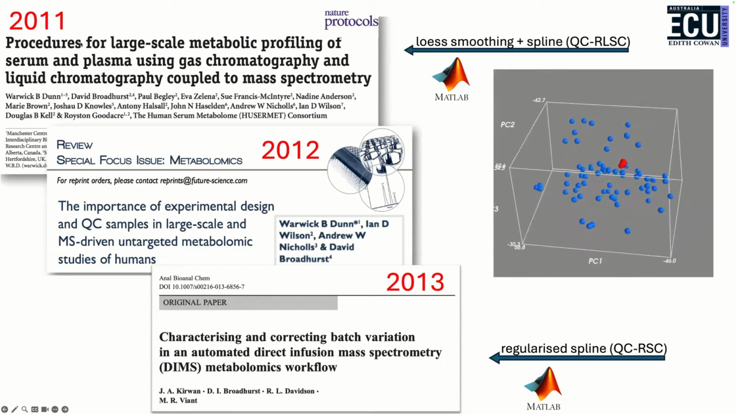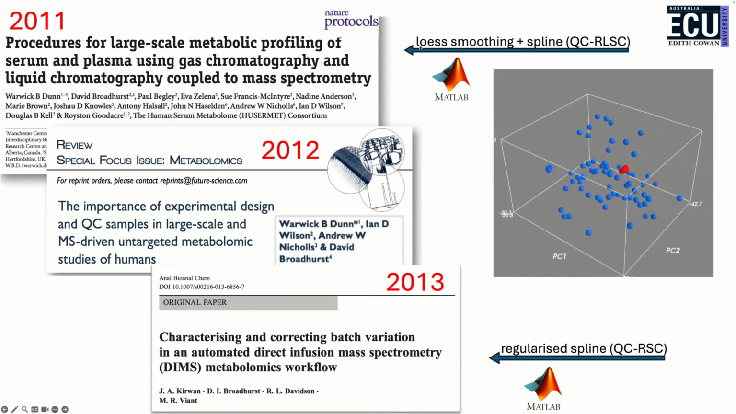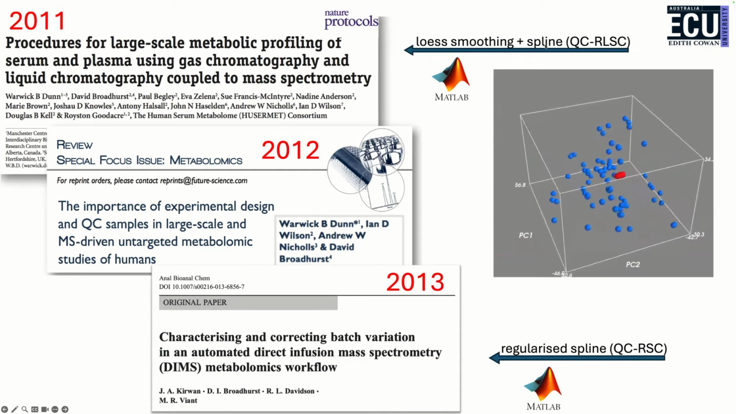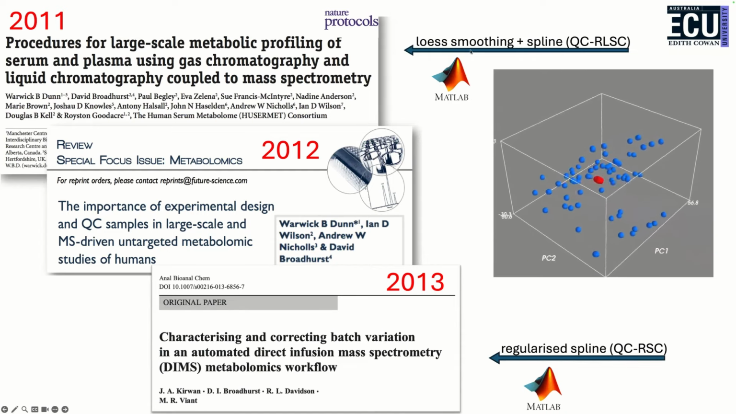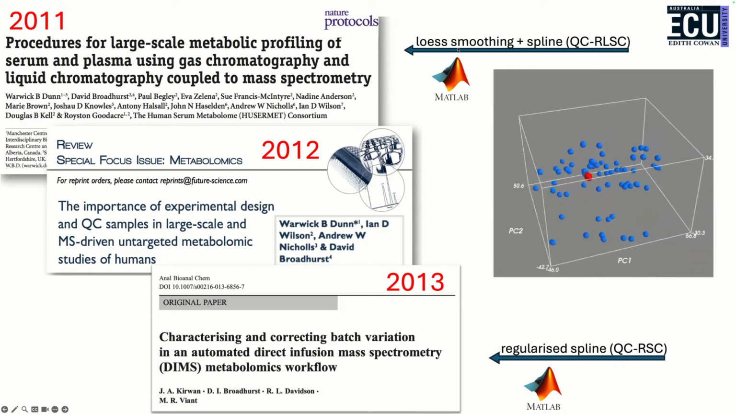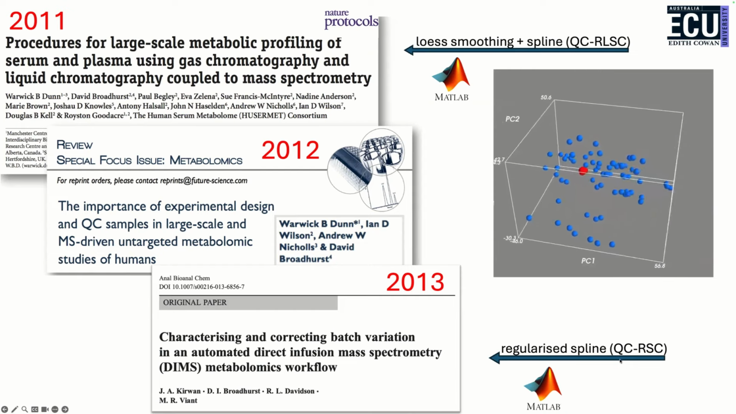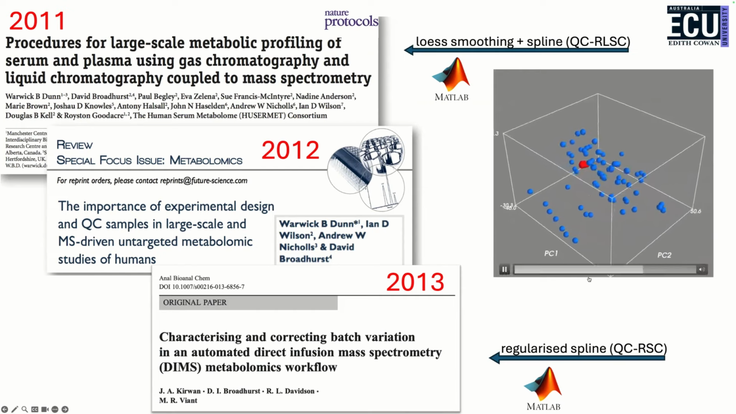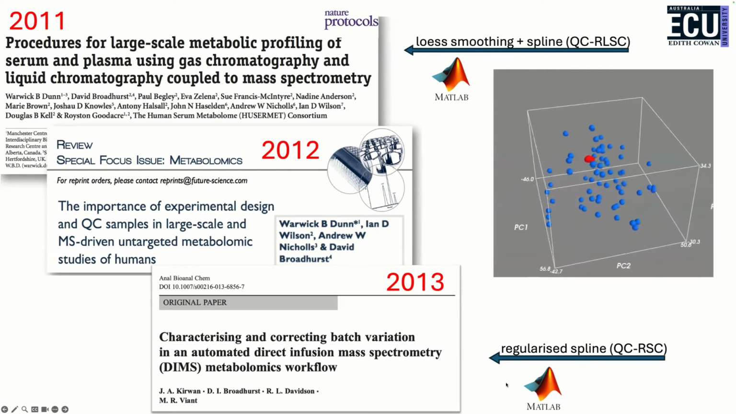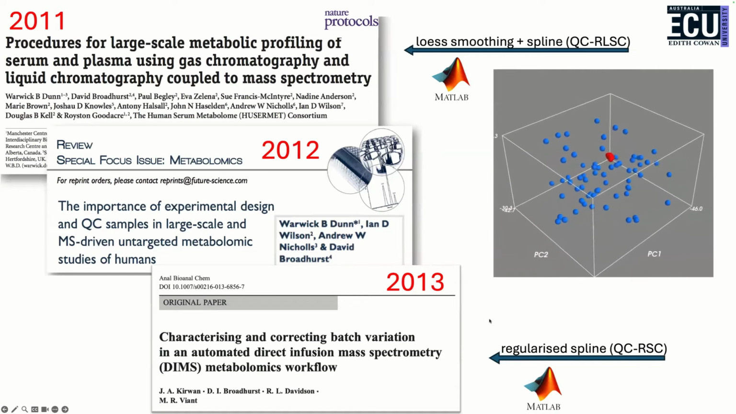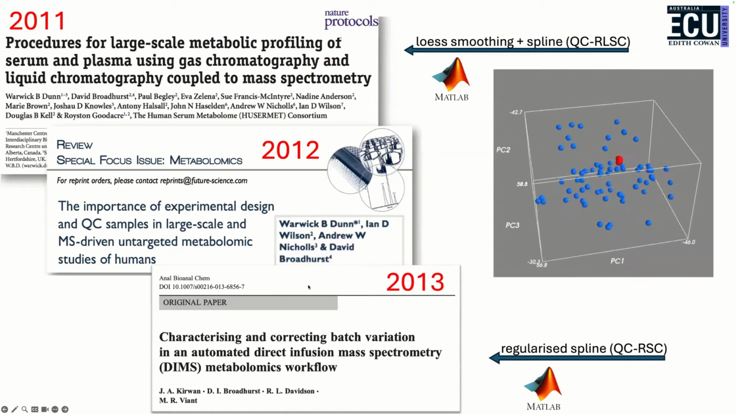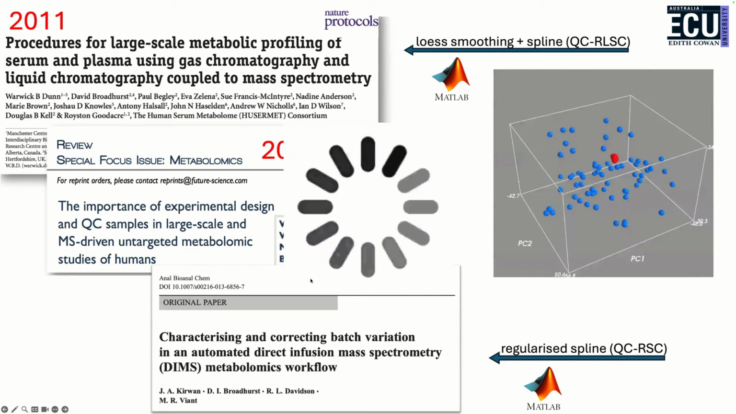The algorithm for the first paper, the Nature Protocols paper, was actually a LOWESS smoothing algorithm, and then I used a spline to join the dots of that smooth curve. Then I updated it to a regularized spline when I tested out various options, and this turned out to be very similar in performance, but far more efficient in terms of processing time.